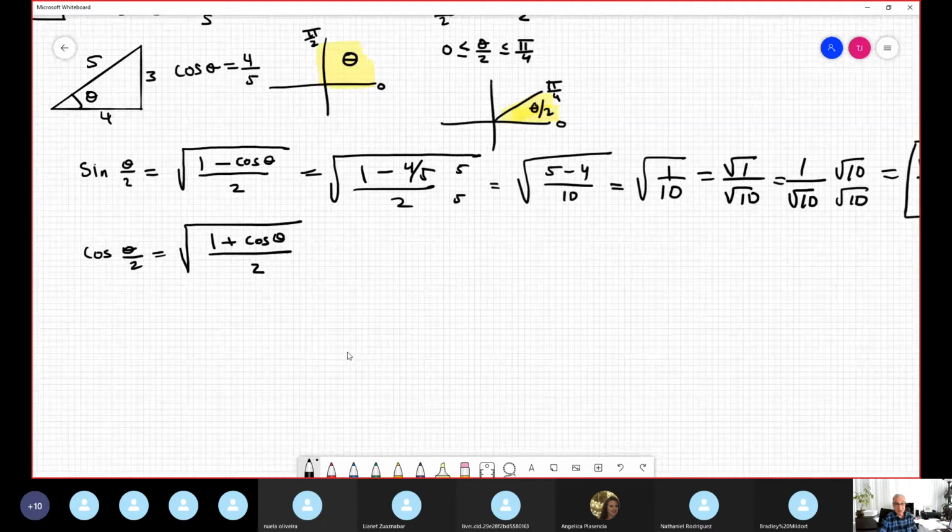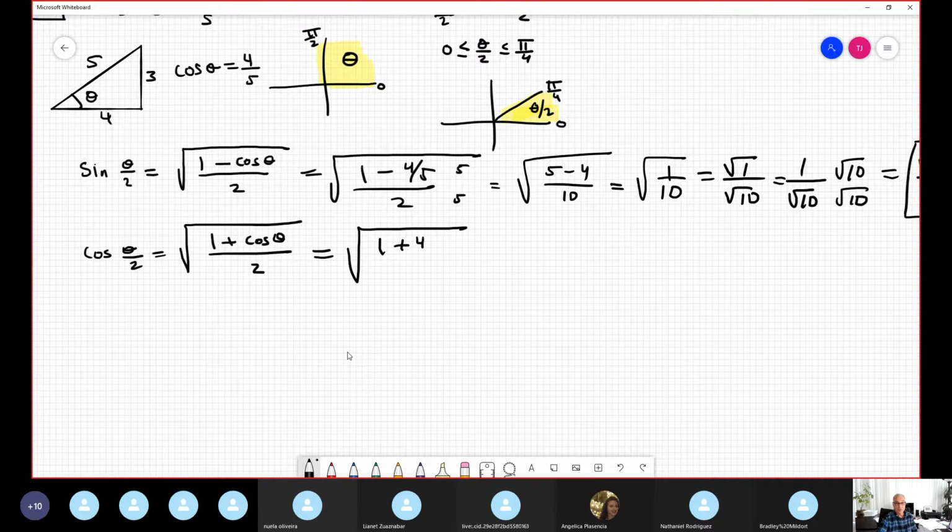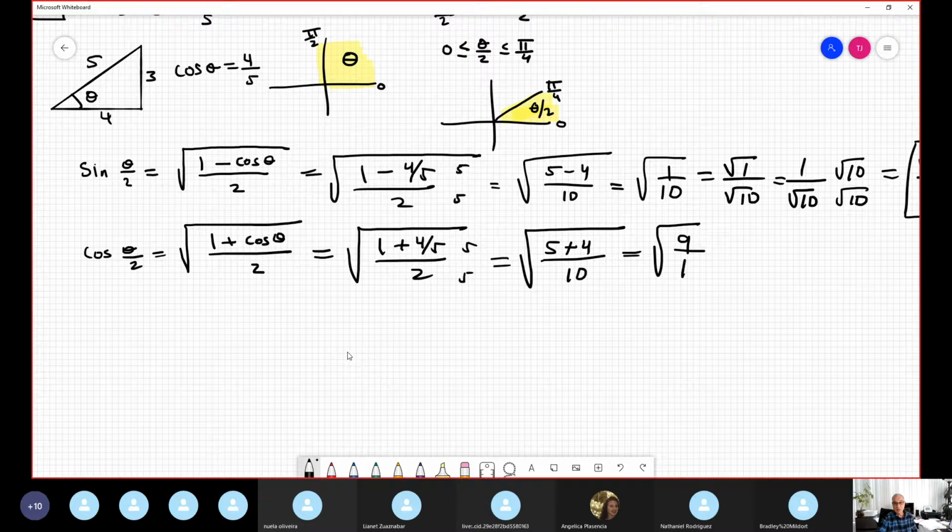Let's do the formula for the cosine half angle. It's similar, except it's plus: square root of (1 plus 4/5) divided by 2. And we apply the same technique, multiply by 5. This is fantastic because it allows us to eliminate the fraction. 5 plus 4 divided by 10 is square root 9 over 10, and this is square root 9 over square root 10. Square root 9 is 3 over radical 10.